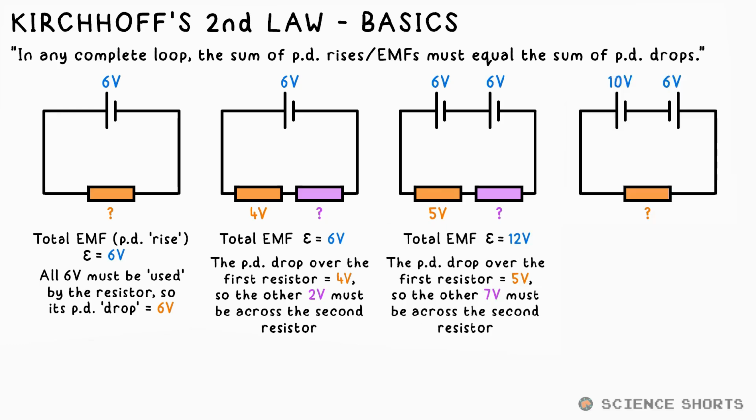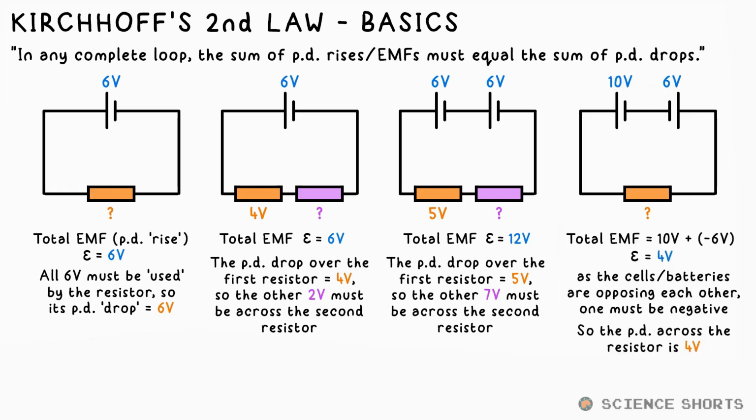If batteries or cells are facing in opposite directions, then one must be positive and the other negative. So let's say we have 10 volt and 6 volt batteries facing each other. We still find the sum of their EMFs, but one of them is negative. So the total EMF is 4 volts. So that must also be the PD across the resistor.